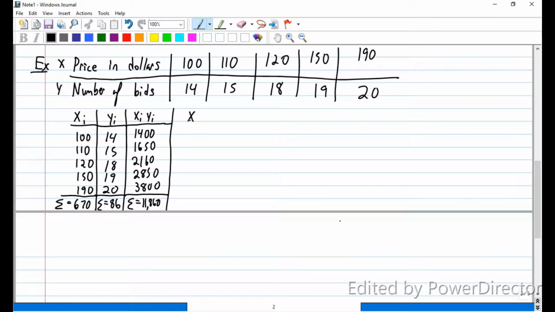I also need the sum of x squared. To get the 11,000 number, you added all the numbers. Yeah, okay, let's take the sum. So I need the sum of x squared and the sum of y squared. That means I'm going to have to find x squared and y squared.